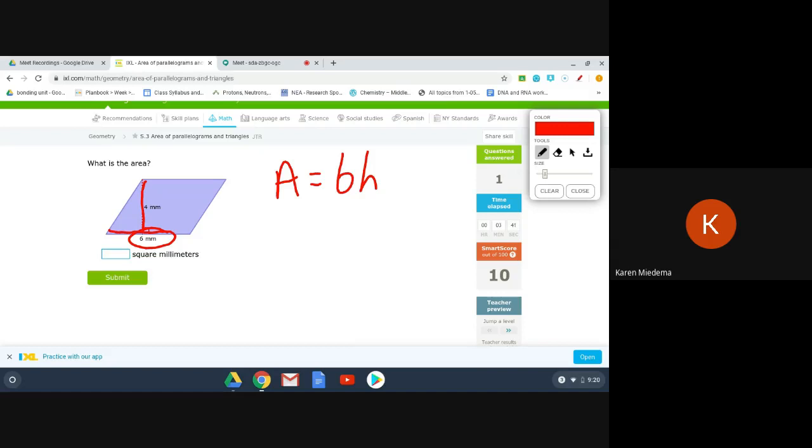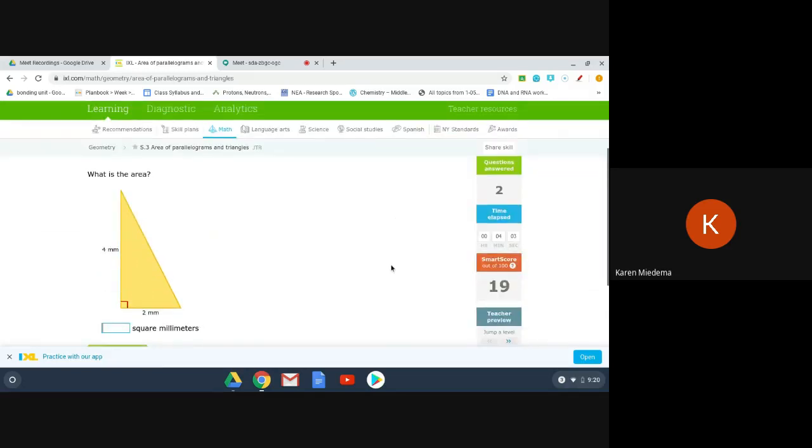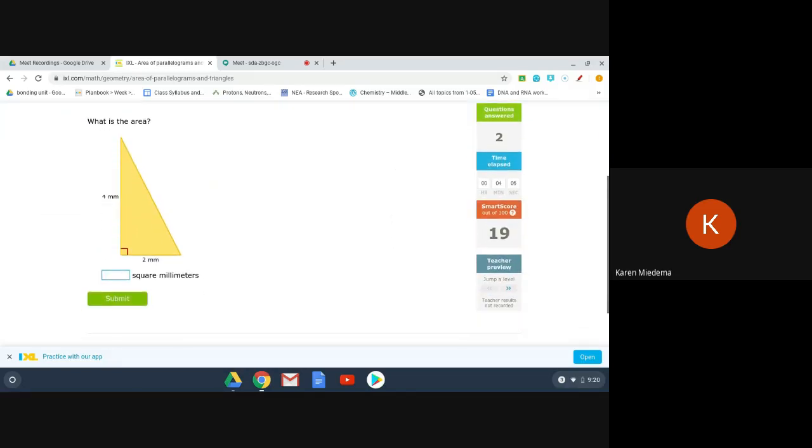So when we substitute in, we have area equals the base, which is 6, times the height, which is 4. So area equals 6 times 4, which is 24. Okay, a triangle we already did, so I'm going to jump a level.